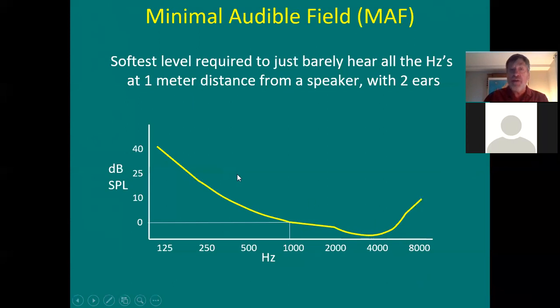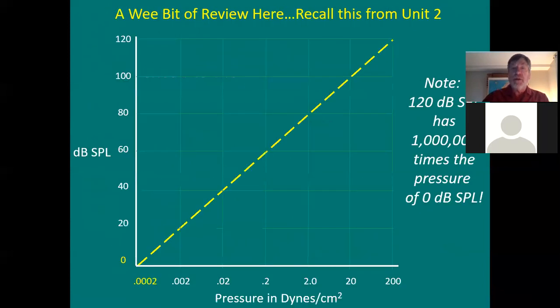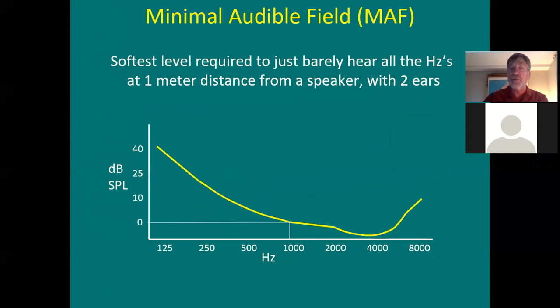A dog would have a different minimal audible field. A cat would have a different one. But MAF is in white here. The softest level required to just barely hear all the different frequencies at 1 meter distance from a speaker with 2 ears. So you're playing the same game as you did in this situation, only you're playing it now at 2,000 hertz, and then at 4,000 hertz, and then 500 hertz, 250 hertz, all of that. It really hurts, okay?